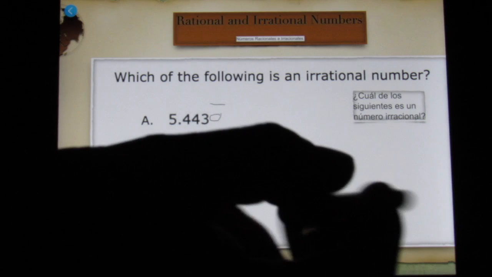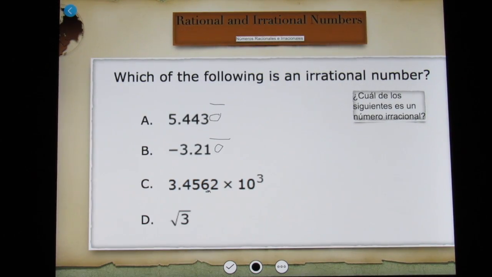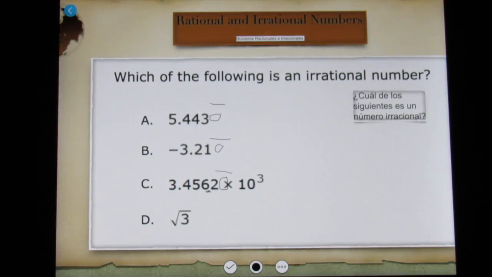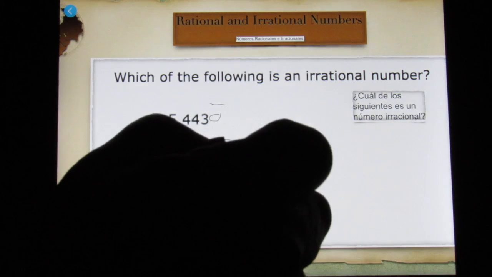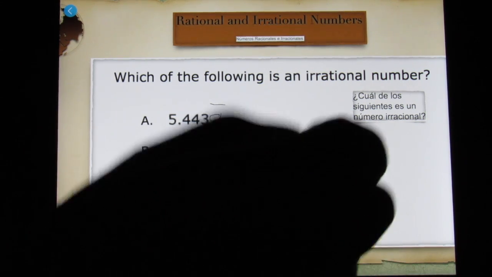Multiplying by 1,000 or 10 to the third power would move this 3 spaces. The decimal would be after the 6. And the same exact thing as the top 2 answers. That would be a 0 repeating and rational. And just like on the previous problem, the square root of 3, we decided was irrational, because it never, ever, ever repeats that pattern.